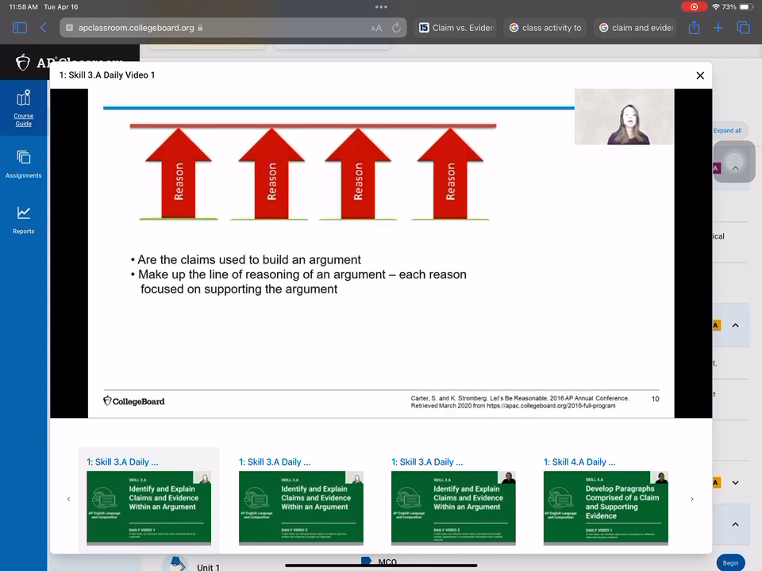The reasons are the claims used to build an argument. They make up the line of reasoning or the organization. Each reason is focused on supporting the argument.